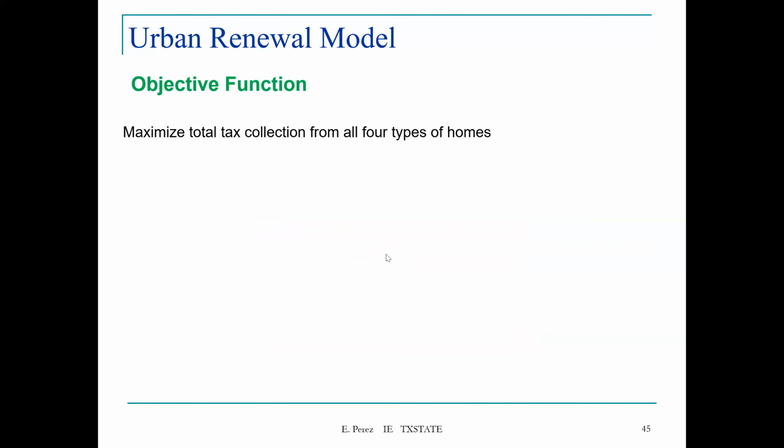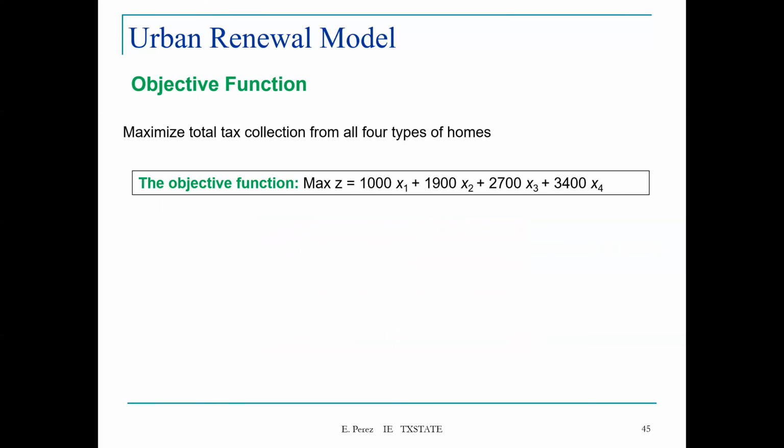So our objective function is to maximize the total tax collection from all 4 types of homes. So the objective function is going to maximize the tax collection for each type of home. So as we mentioned, it's 1,000 for single, 1,900 for double, and so on. So this is going to be our income, if you want to see it that way.